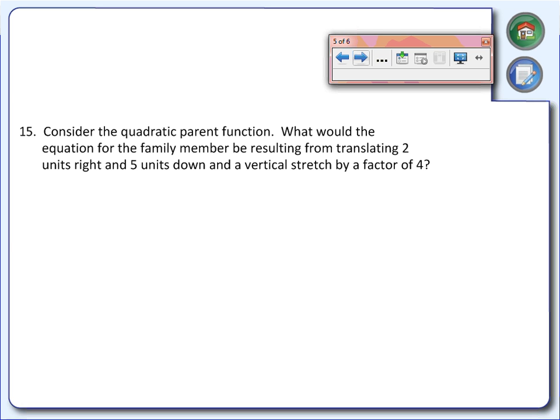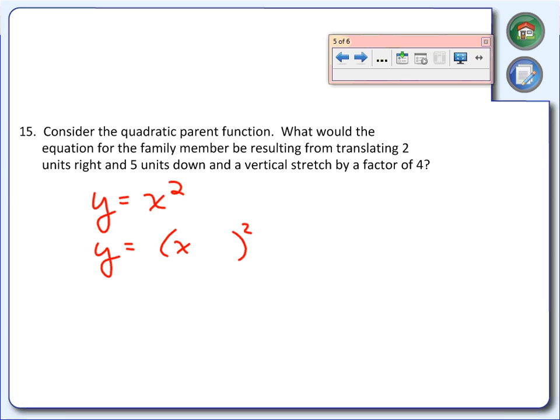Number 15 says, consider the quadratic parent function. What would the equation for the family member be resulting from translating 2 units to the right and 5 units down and a vertical stretch by a factor of 4? Well, let's start with the parent function. This right here is the parent function. And I'm going to do a couple of things to it. First of all, it says we're going to translate this thing 2 units to the right. I've still got all the transformations over here on the board. So if you don't remember the transformation, you can look over here.